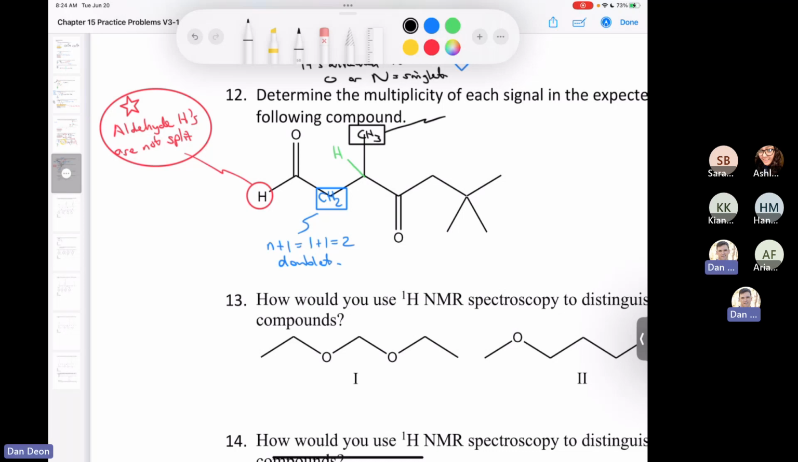Thanks, Ariane. It's going to be a doublet, isn't it, right? So we get n plus 1 is equal to 1 plus 1, which equals 2. Therefore, we get a doublet, exactly, for the 2 black protons, because they're only split by the proton in green.